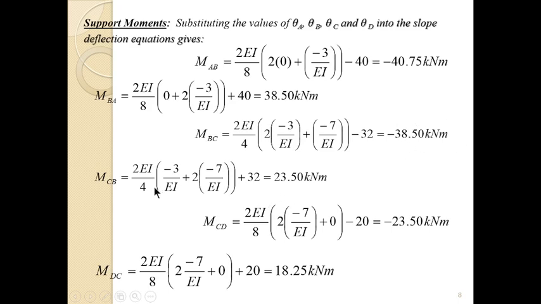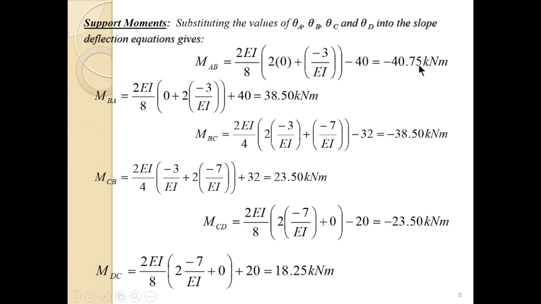The same thing you can do at joint C: MCB plus MCD equals 0. That's why this is 23.5 and this is minus 23.5. They will give you 0. And if you go back to the solution we solved in moment distribution, you will see that these are the joint moments. The variation could just be rounding. Remember, this one was minus 40.8, but here it is 40.75.